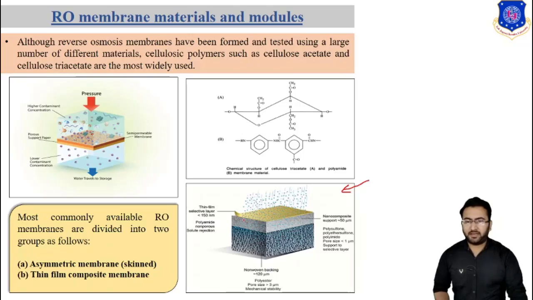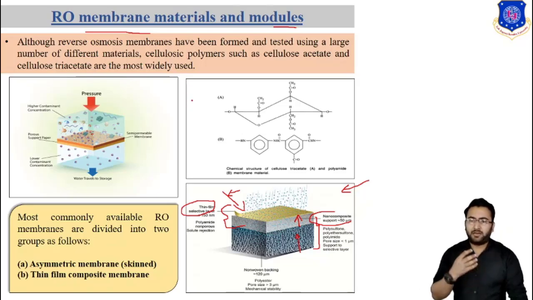So you can see here the thin film composite membrane, which has three layers. The first layer is a thin film layer, or dense layer. Second is a support layer for that dense layer, and the third is a backing layer for supporting these two layers. The first layer is used for the separation, whereas these two layers act as a support for this first layer. So this is all about reverse osmosis membrane material and module.